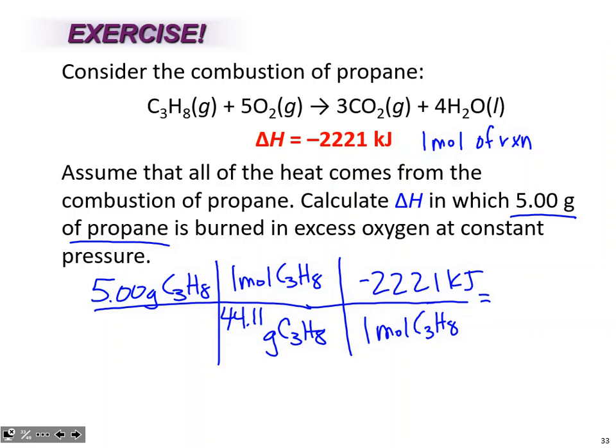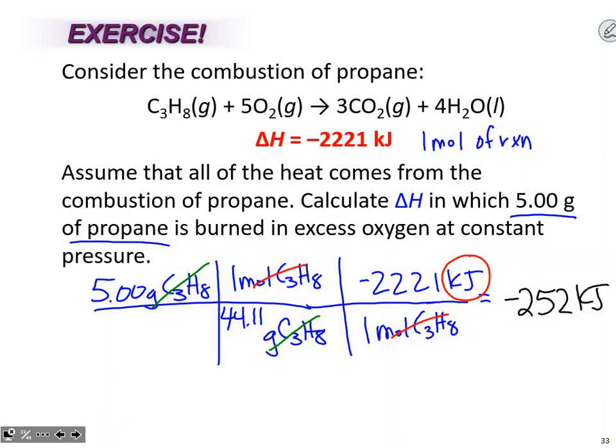Then you calculate it, and as you can see, the grams cancel with the grams, the moles cancel with the moles, and we end up with the kilojoules for this particular amount. What do we get for this? You calculate it. Ends up being, anyone? Somebody's calculating. Yes, negative 252 kilojoules. That's one way to state it.